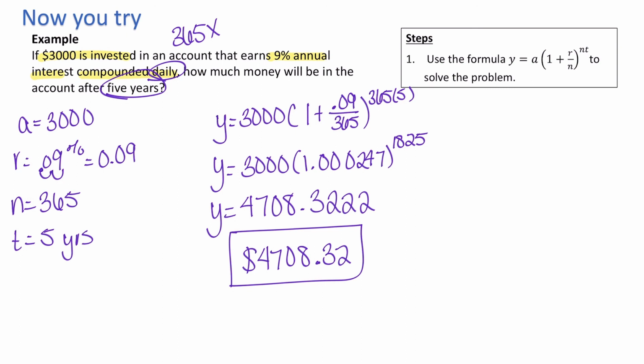If we plug everything in, we have 3,000 times 1 plus 0.09 over 365, and that's raised to the 365 times 5 power. When we simplify this, we get 3,000 times 1.000247, because you do 0.09 over 365 and then add 1 to that. And then that's going to be raised to the 1825 power. When you enter that in your calculator, you should get 4,708.3222. Remember, once again, we are talking about dollars and cents, so you want to round to the nearest hundredths place. So that's how you get $4,708.32.